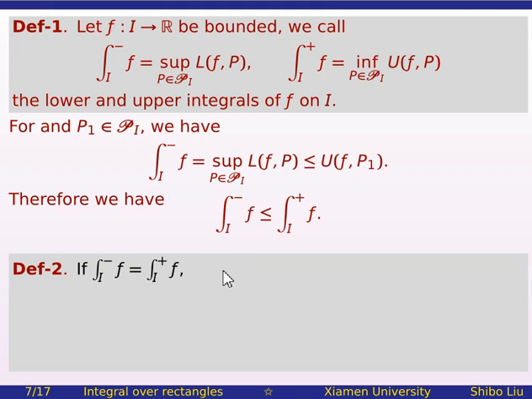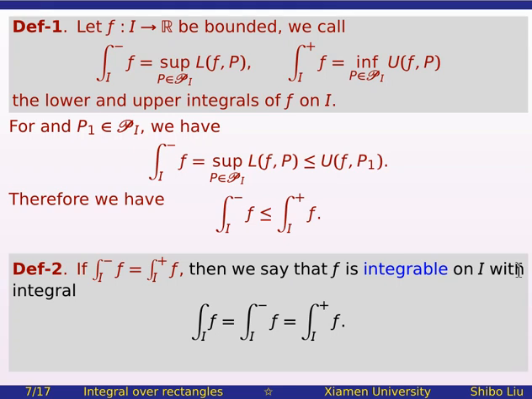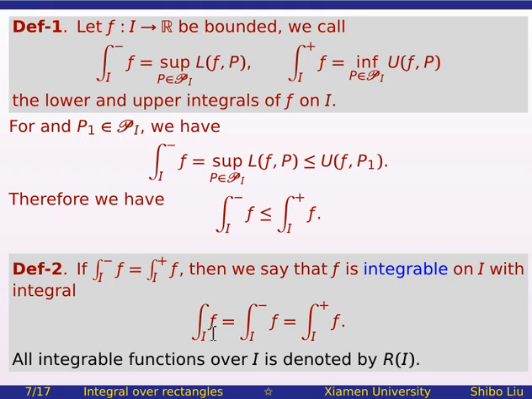So if they are equal, we say that the function f is integrable over the rectangle I, and the common value of the lower and upper integrals is called the integral of f over I, and we use the usual notation without the minus sign or the upper sign. Okay, and we also use R(I) to denote all the integrable functions over the rectangle I. All the integrable functions over the rectangle I form a set of functions. This set is denoted by R(I). Okay.